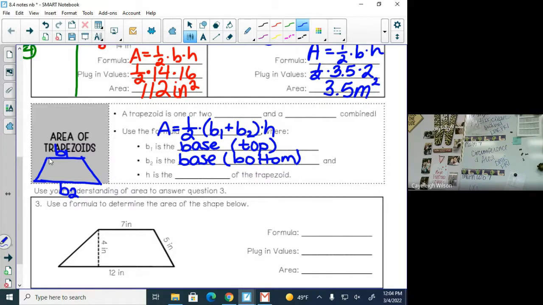And then H is our height. And our height comes from a straight up and down. So somewhere they're going to draw some dotted line, and that is your height. I could not do either of the diagonals because height is never measured at a diagonal. Height is straight up and down.